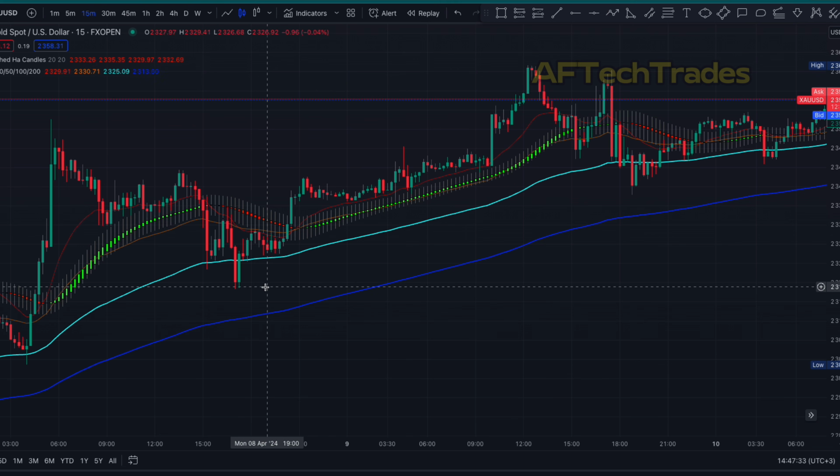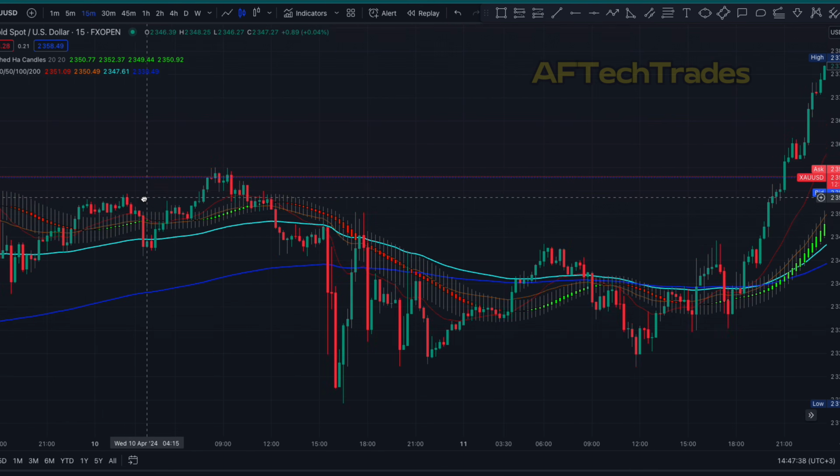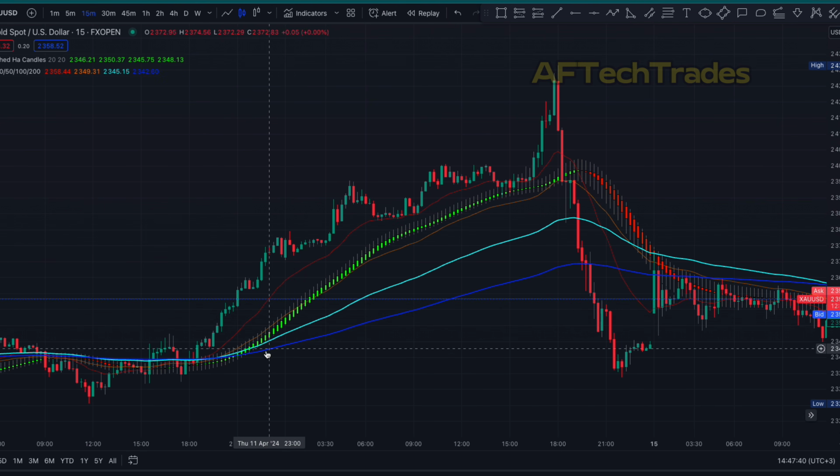So now, how does this strategy work? If this market breaks above our 200 and 100 EMA, then we are entering for a buy market. It must be above it. This is the number one condition. Number two condition, the smoothed Heikin Ashi candle must be green. It must be green.